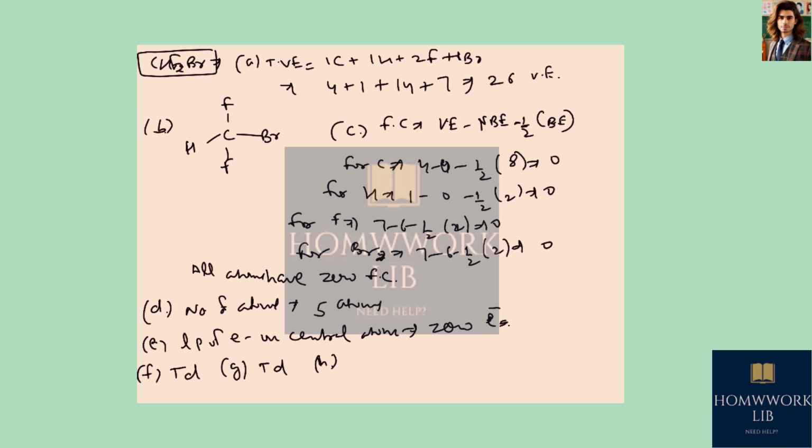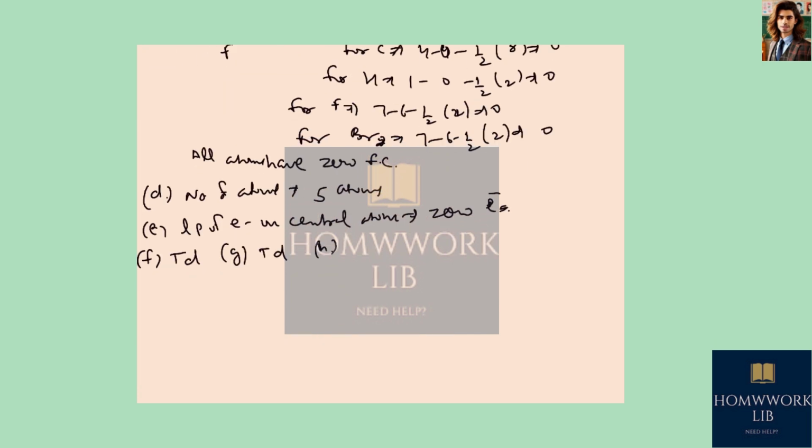Then in the H part we have to draw its dipole moment structure and tell whether it is polar or not. So we can draw it in this way, with fluorine and hydrogen. Bromine is more electronegative than carbon, and fluorine is also more electronegative than carbon. So basically it has a net dipole moment and thus it is polar in nature.